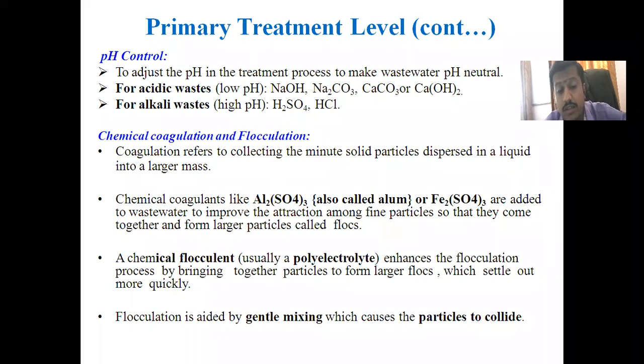Along with this, we can also use the chemical flocculant. We also call it polyelectrolyte. So what this polyelectrolyte will do is enhance the flocculation process by bringing particles together to form flocs, which will settle down more quickly.